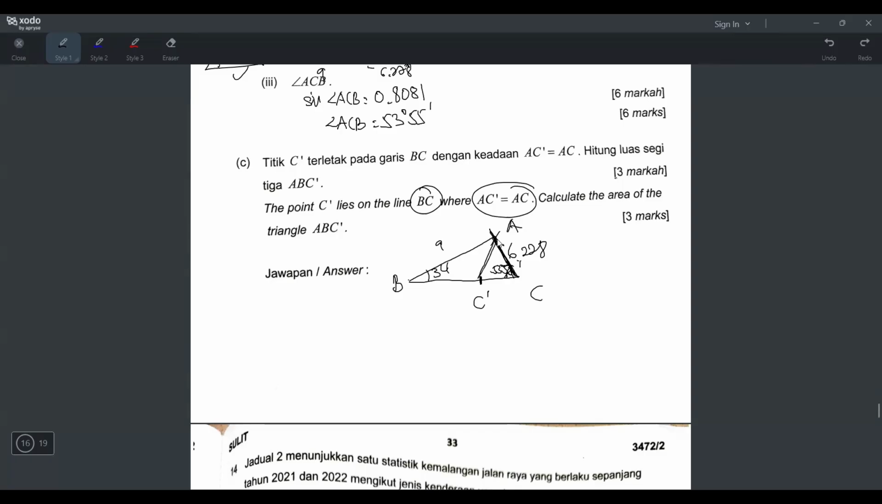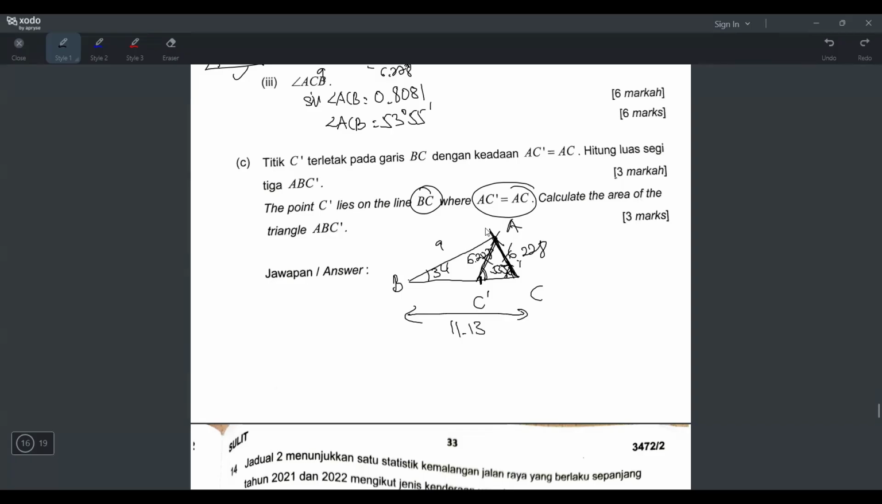And if you join a line from here to here, this line will be 6.228 also. And this angle is also the same as this, 53 degree, 55 minute, because this is an isosceles triangle, right? So now they say calculate the area of ABC prime, which is this area. So how to do that? 1/2 AB sin C formula, but the whole line here is 11.13 just now, right?